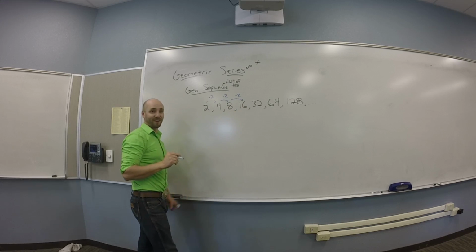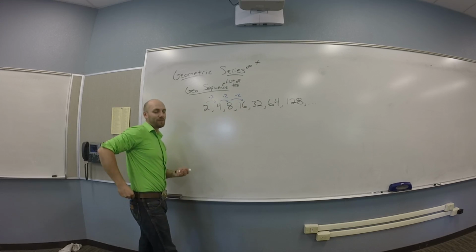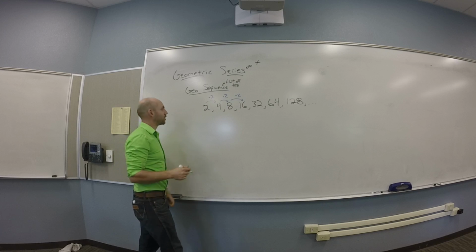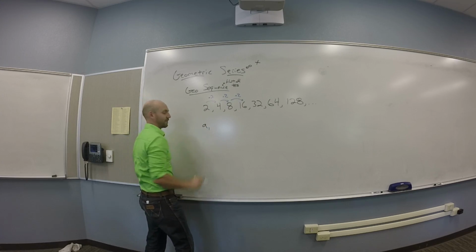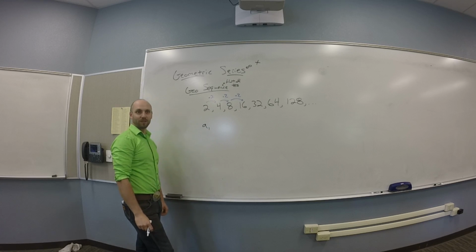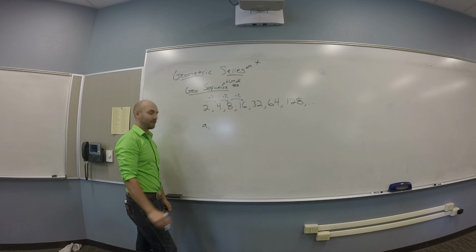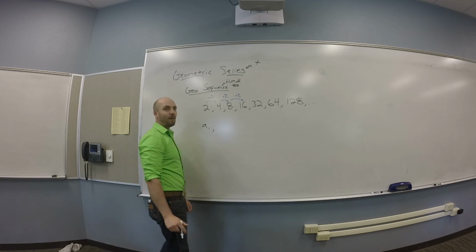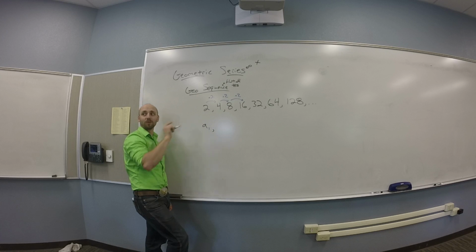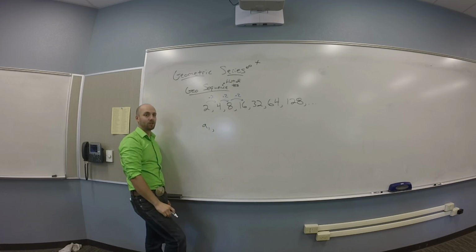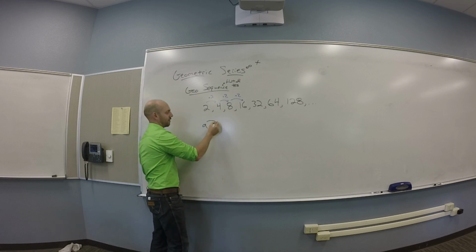Yeah, so a geometric sequence is one where you start with something. And it has to be a consistent pattern. So I'm going to start with something, like A1, just some number. And then from one thing to the next, I'm always going to multiply, and it's going to always be by the same thing. So I'm going to call that thing R.